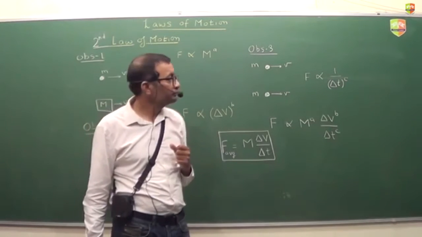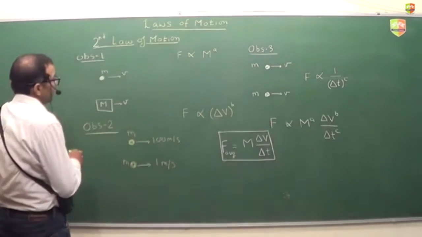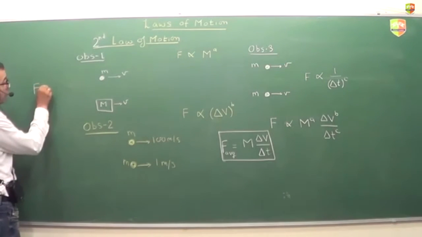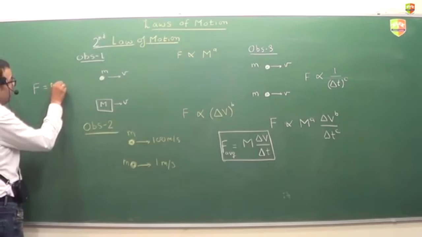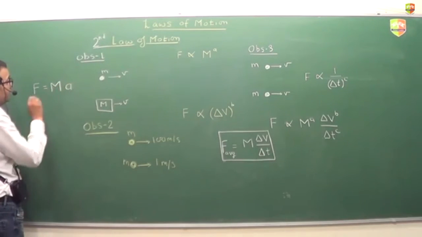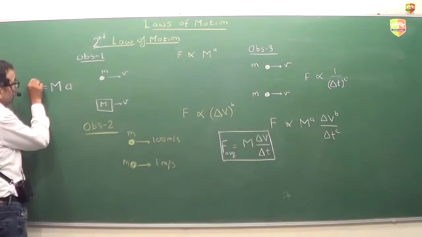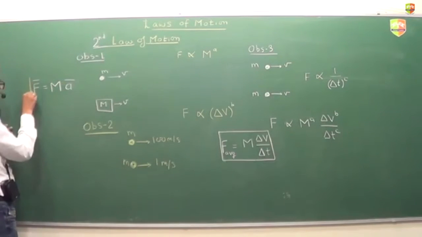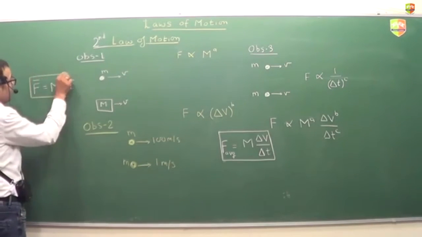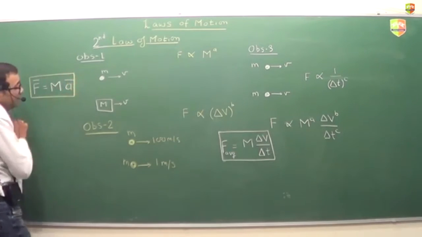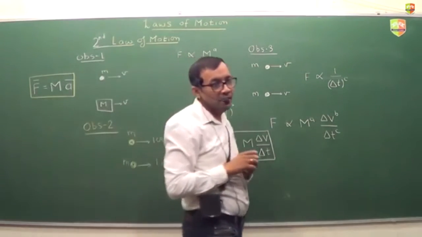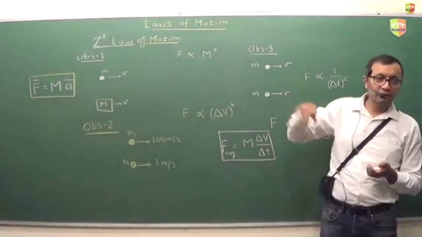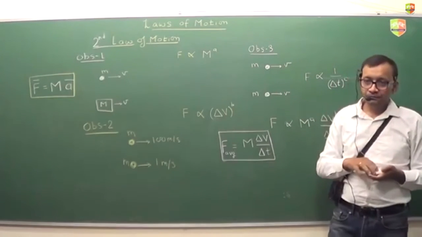Understood? So if you combine everything, you will get force is equal to mass times acceleration. Acceleration is the instantaneous rate of change of velocity. And these are vector quantities. Acceleration, force, they are vector quantities. Capital M, which is mass, is a scalar. So scalar times vector is another vector, force.